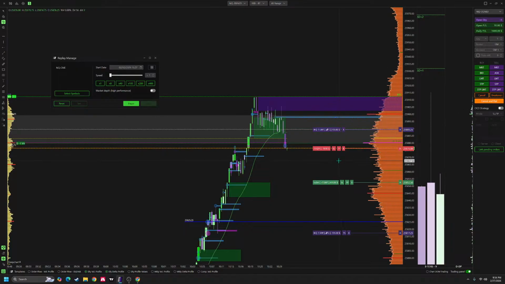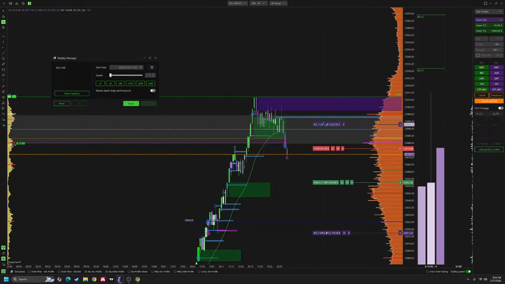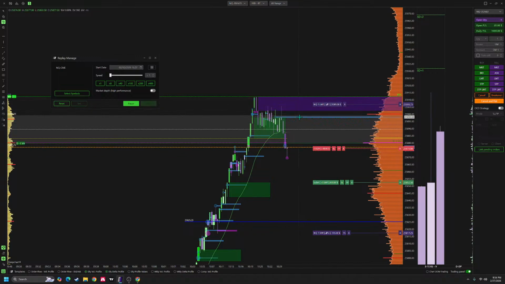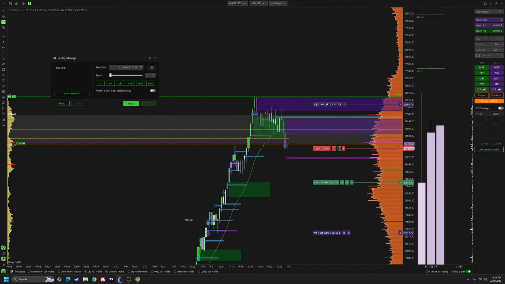Yep, sell. So now our stop loss is going to be up here. It's a big stop. And our take profit is going to be all the way down here.